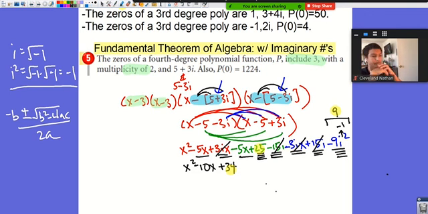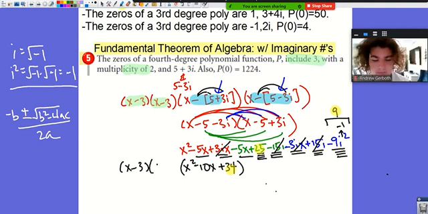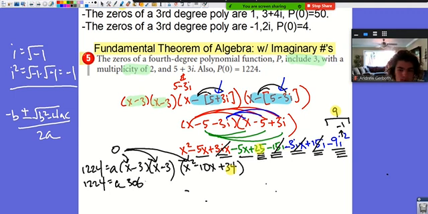Everything else is just review. It's the same thing as earlier. So watch this. I'm going to get x minus 3, x minus 3. And then it says p sub 0 is 1,224. So you plug in 0 for these x's. All right, and you get 1,224 equals a times, what's 9 times 34? It's 306. And 1,224 divided by 306 is going to be 4, so 4 equals a.